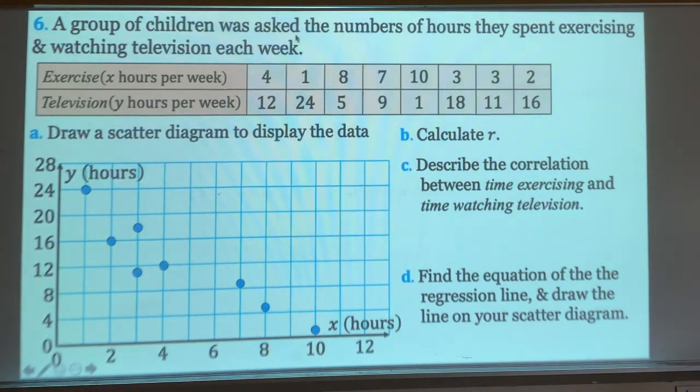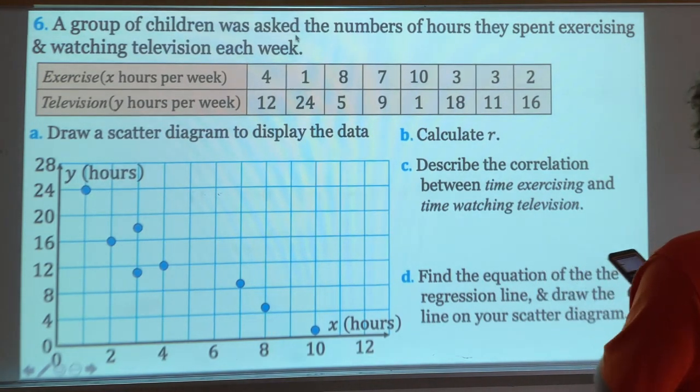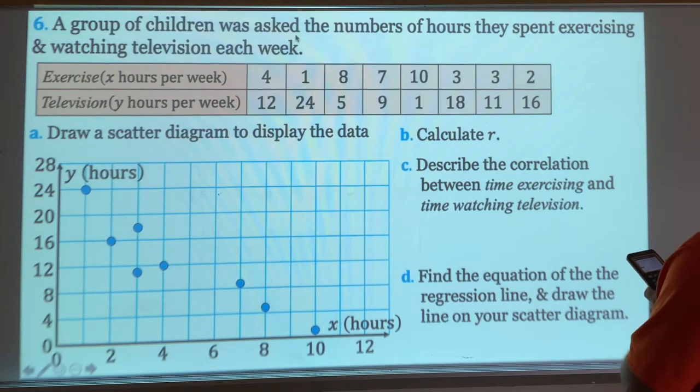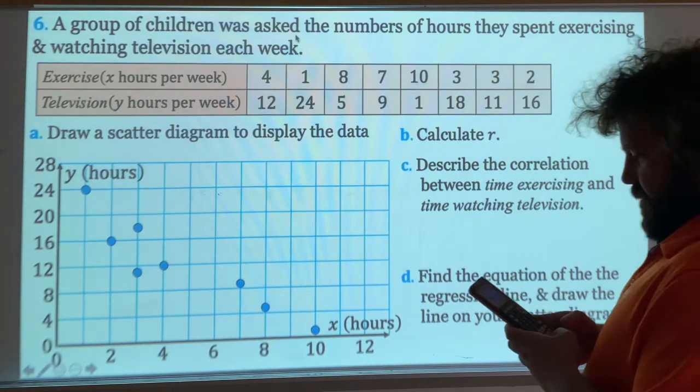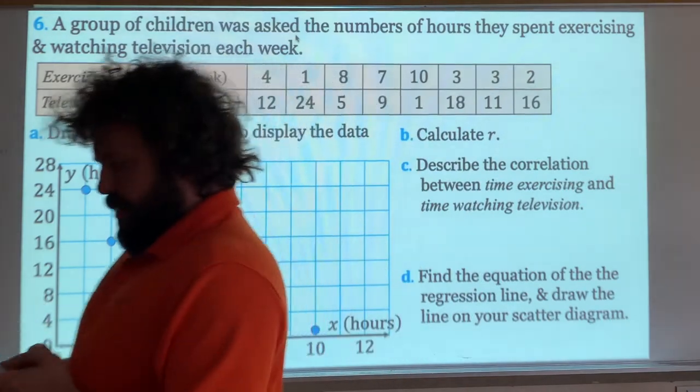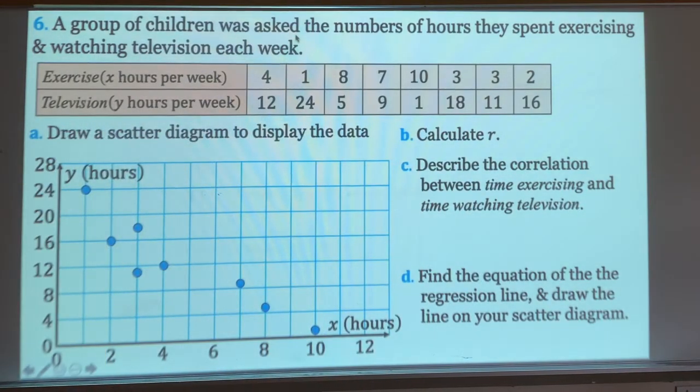All right, now what you're going to do is type everything into your list. Stat edit. Let's get these lists going. 4, 1, 8, 7, 10, 3, 3, 2. Well, this is a quick one. 12, 24, 5, 9, 1, 18, 11, 16. Nice. All right, you get it all?